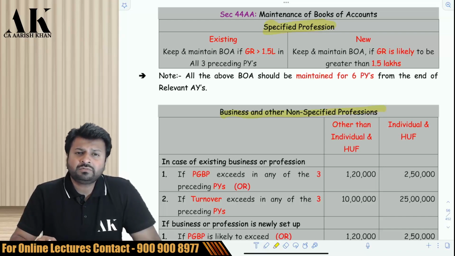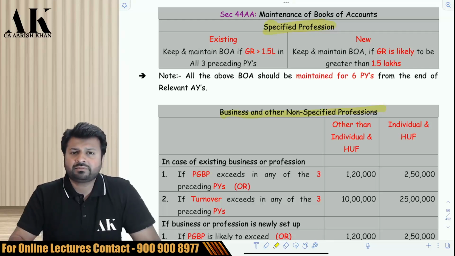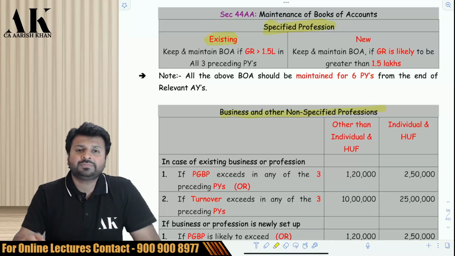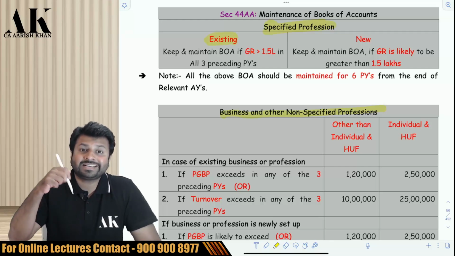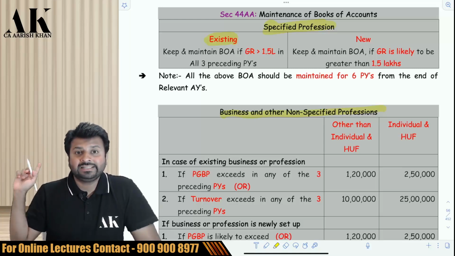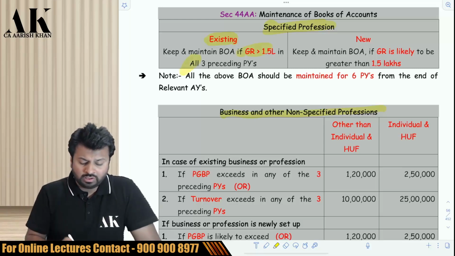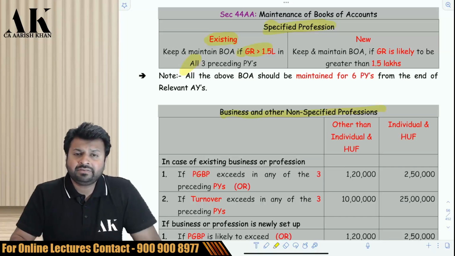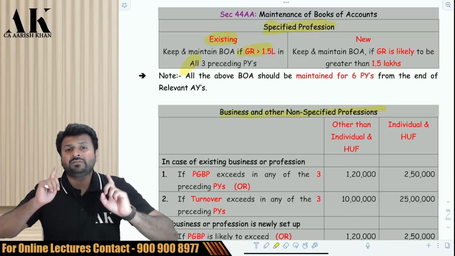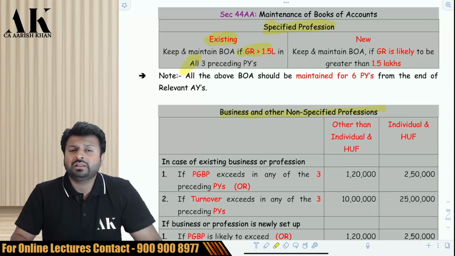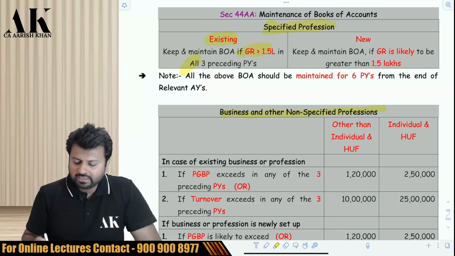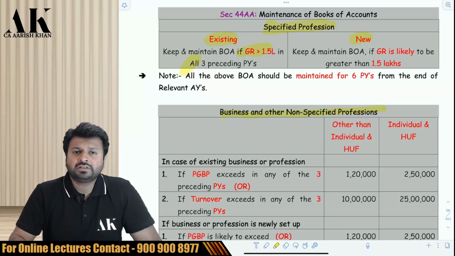So what will come under specified profession, sir? Chartered accountants, doctors, lawyers, engineers, IT professionals, company secretaries, film artists, interior decorators. These are the specified professionals. So for them, when is it mandatory to maintain books of accounts? If they are existing specified professionals, then they have to maintain books of accounts in the current year if their gross receipt is greater than 1.5 lakhs in all the three previous years. The gross receipt has to be greater than 1.5 lakhs in all 3 years. Then only they are liable to maintain books of accounts in the current year. If you are a new specified professional, then your gross receipt should be likely to be greater than 1.5 lakhs by the end of the previous year.